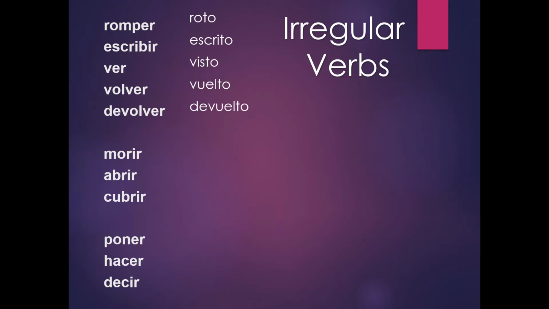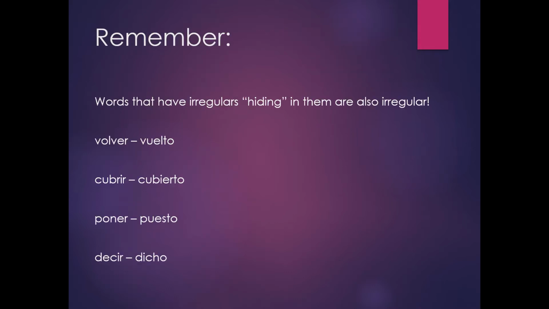Devolver, devuelto. Morir, muerto. Abrir, abierto. Cubrir, cubierto. Poner, puesto. Hacer, hecho. Decir, dicho. Don't forget, some verbs in Spanish that are longer verbs actually have one of those irregular verbs hiding within them, sort of embedded in there.